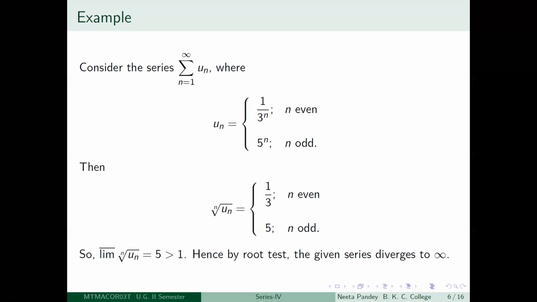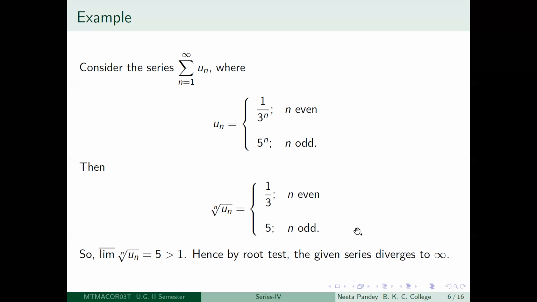So again, if you want to find out what the lim sup of nth root of un is, first of all you have to see what is happening to the nth root of un for various values of n. You can easily observe, this is not a very difficult example, that when n is even, then the nth root of un, again un are positive so we don't have to bother about writing mod, is going to be 1/3, just n by n, so that becomes 1/3. And when n is odd, then it becomes 5.